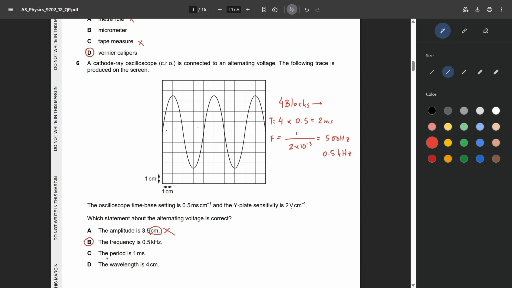Let's check the other options. The period is 1 millisecond. Nope. The time period is 2 milliseconds. And the wavelength is 4 centimeters. Nope. Wavelength cannot be measured from here. We are measuring the x-axis of this whole grid is time, so it doesn't show us the wavelength. Answer is B.